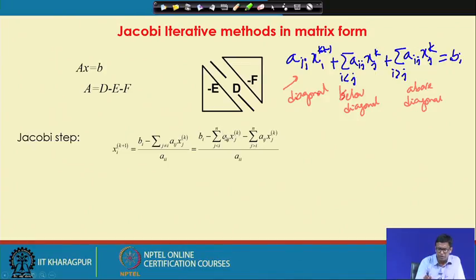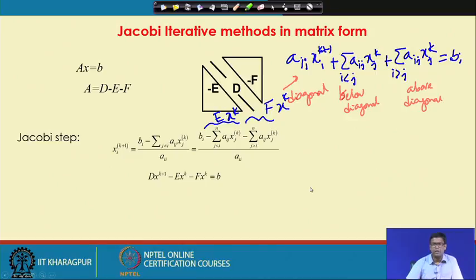of the x vector which will be multiplied with the lower diagonal part. So, this part is basically my E. Instead of minus E, I am writing E because I have taken it to the right hand side, and this part is F. So, this is E x and this is F x, and this x is at the kth level. So, we can write the matrix equation D x at k plus 1 minus E x, which is at the guess level, kth level, minus F x_k is equal to b.